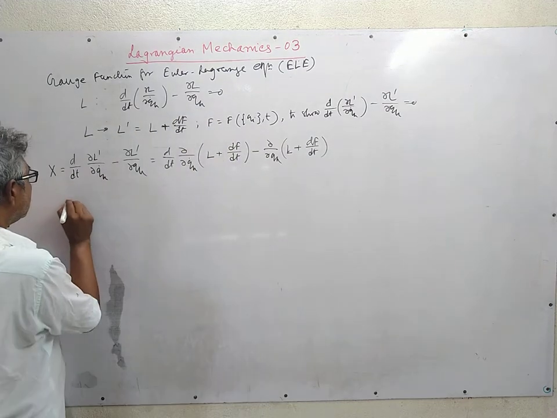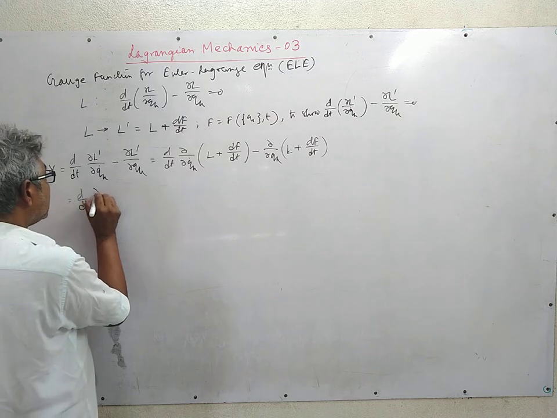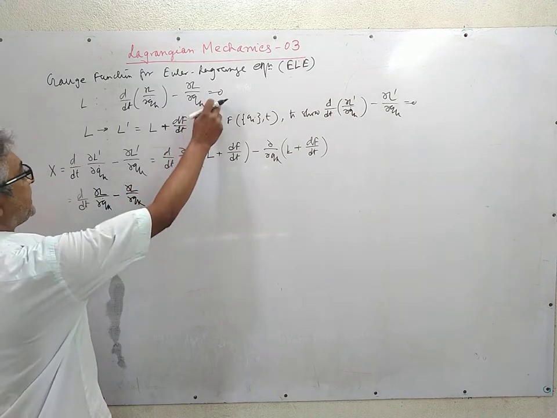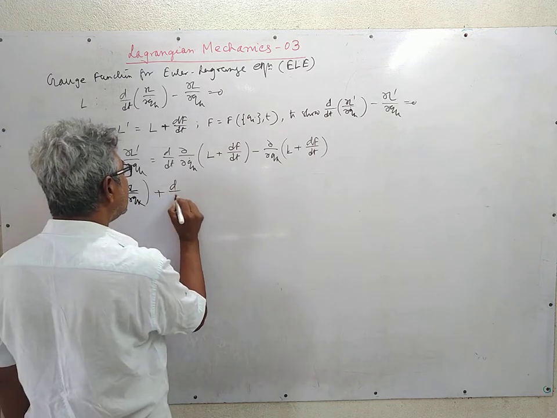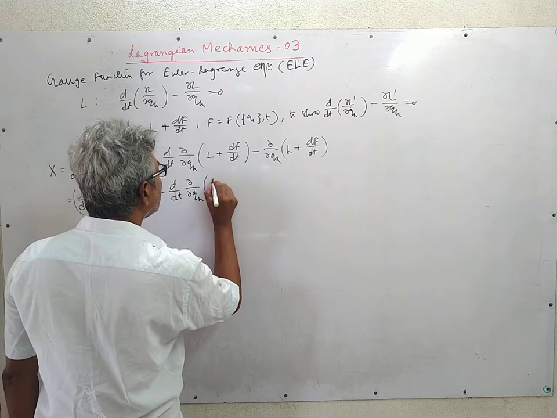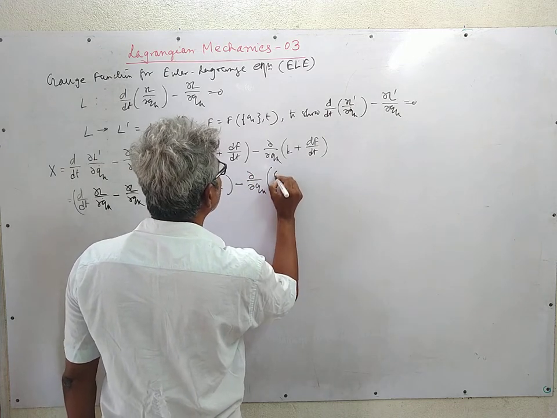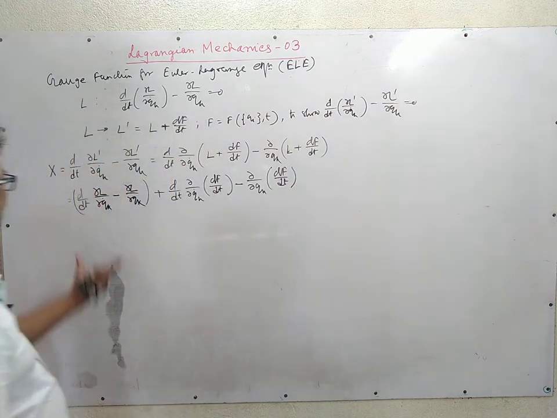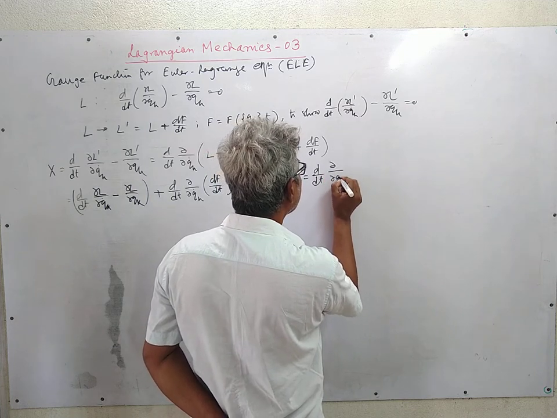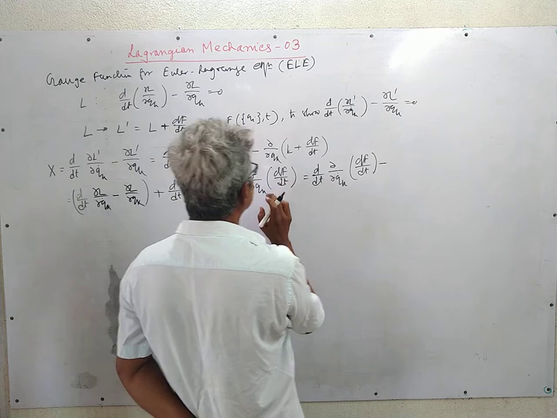The first term is d/dt of ∂L/∂q_k dot minus ∂L/∂q_k, which by this relation is 0. The second term is d/dt of ∂/∂q_k dot acting on df/dt, minus ∂/∂q_k operating on df/dt. Since this part is 0, only this term survives, so we have d/dt operating on these terms.